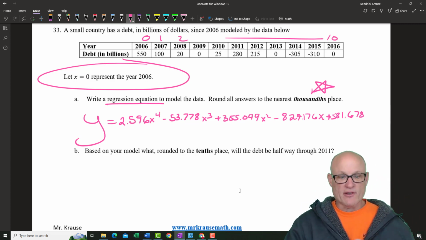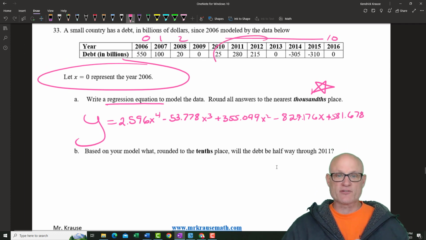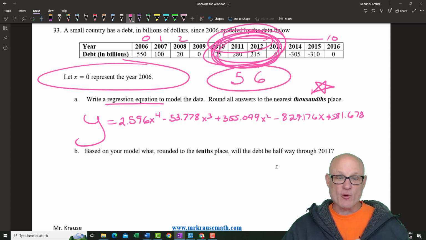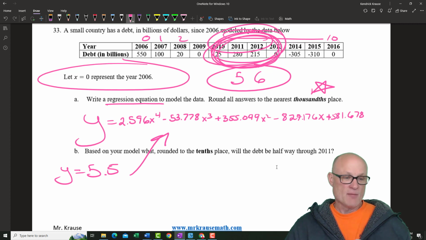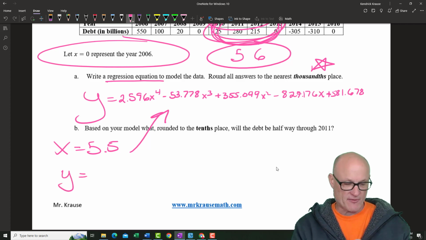Based on your model, round to the nearest tens place, what will the debt be halfway through 2011? All right, so 2011, halfway through, let's see. If this is 0, 1, 2, 3, 4, 5. If this is 5, this is 6. Halfway between the year would be 5.5. And that's what I'm going to stuff into this equation. So my work is I'm going to say x equals 5.5, and I'm going to check my equation here. So my equation is going to be y equals, and I'm going to plug in 5.5 in for x.